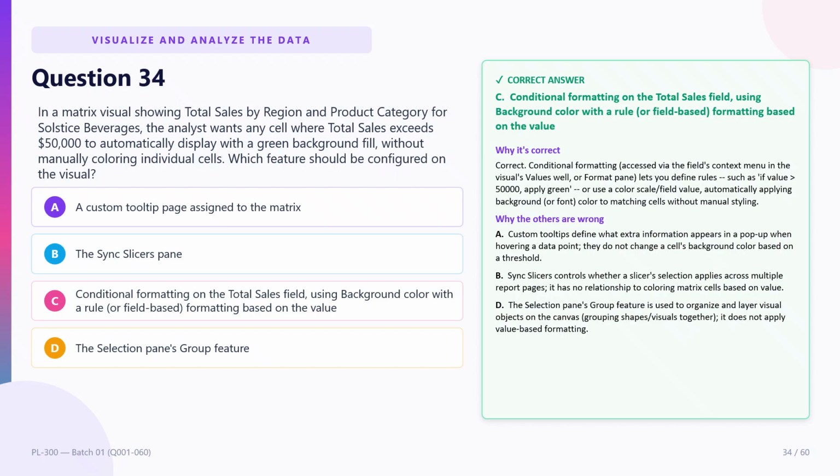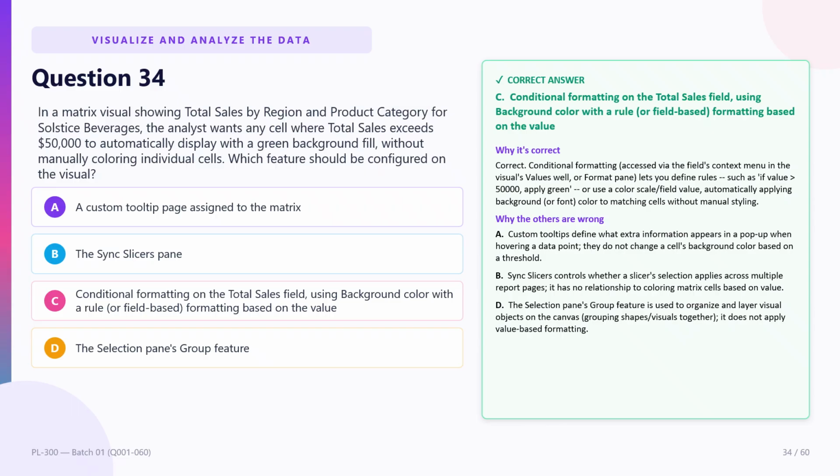The correct answer is C. Conditional formatting on the total sales field using background color with a rule or field-based formatting based on the value. Here's why. Conditional formatting, accessed via the field's context menu in the visual's Values well, or Format pane, lets you define rules, such as if value greater than 50,000, apply green, or use a color scale/field value, automatically applying background or font color to matching cells without manual styling. Now, why the others are wrong?